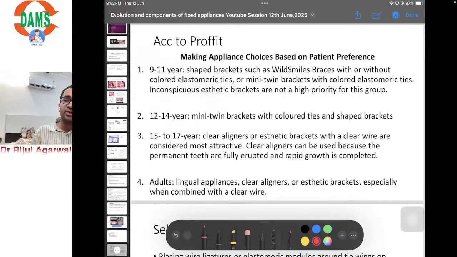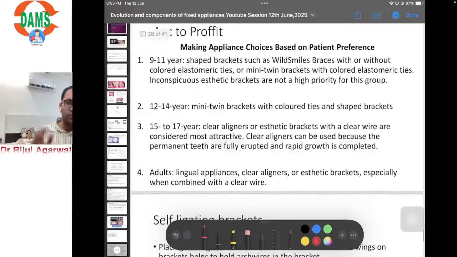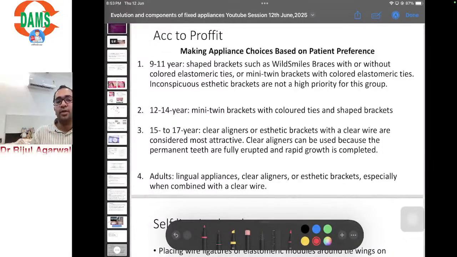For 15 to 17 years, high school students, aesthetics and clear aligners take priority, so aesthetic brackets or aligners if permanent teeth have erupted. Adults are highly aesthetic prone, so brackets, aligners or lingual appliances are preferred. So this is a classification according to Proffit. Important from your exam point of view.